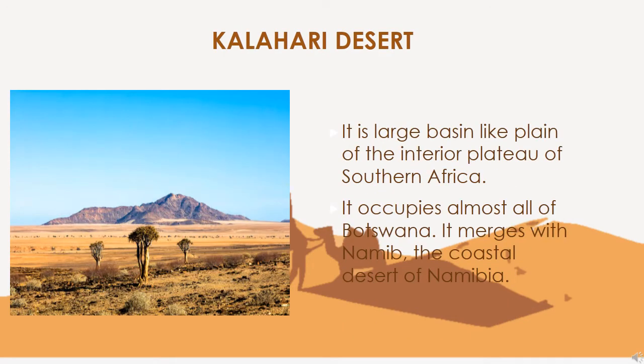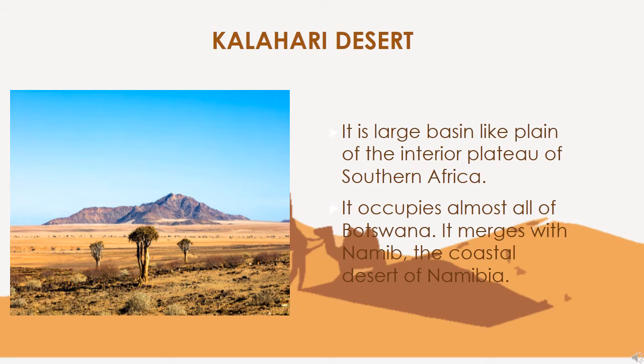The other example is the Kalahari Desert. It is a large basin-like plain of the interior plateau of southern Africa. It occupies almost all of Botswana. It emerges with Namib, the coastal desert of Namibia.